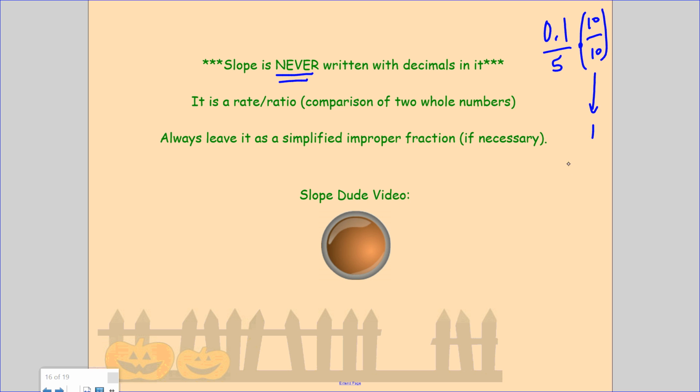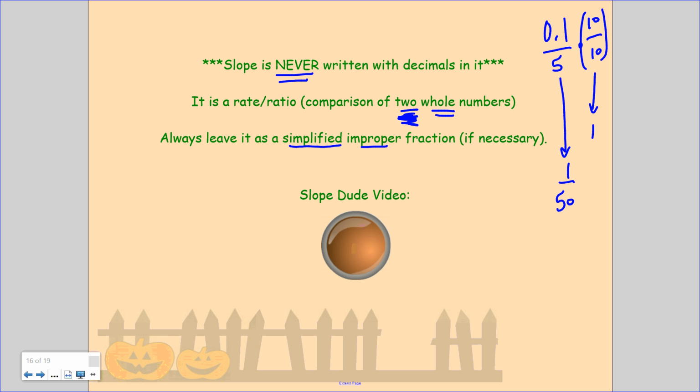So you would rewrite this as 1/50 and say that this is the slope of the line. So never, never allow decimals to stay in your slopes because they are ratios. Ratios are a comparison of two whole numbers or integers. So always leave slopes as simplified improper fractions, again, because they're a comparison of two numbers. So never write a slope as a mixed number as well. So those are just a few key things about slope.